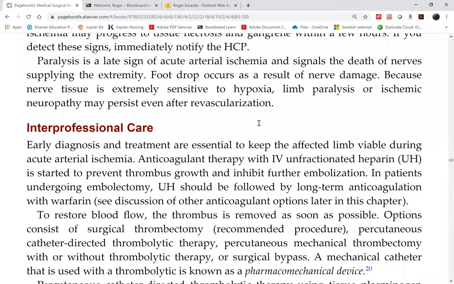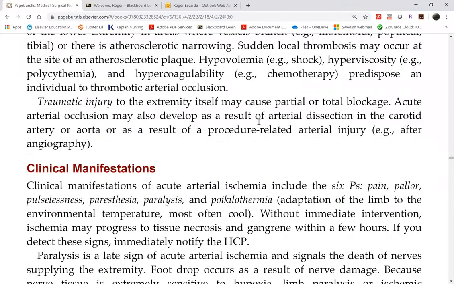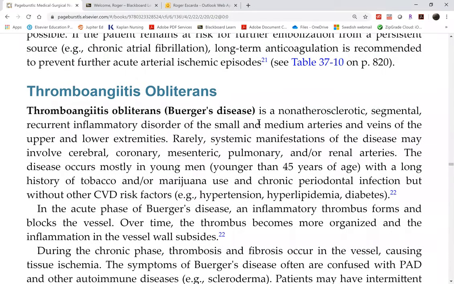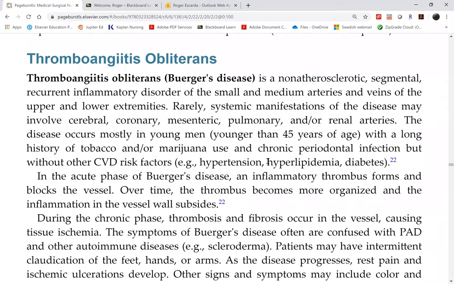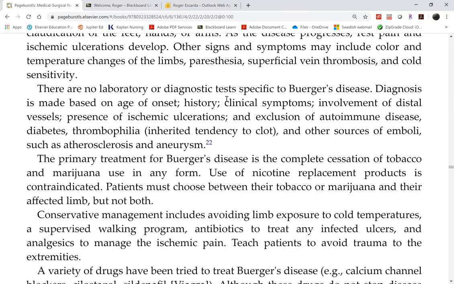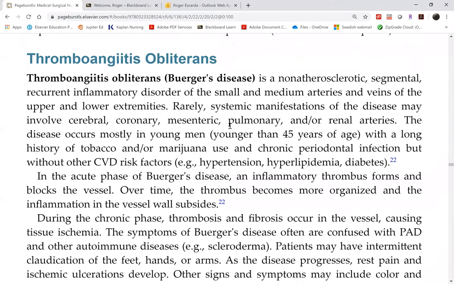I won't test this part, acute arterial ischemic disorder, so we'll skip that. This one though we do. This is Buerger's disease and Raynaud's phenomenon. They're really short. These two are non-atherosclerotic though. This has nothing to do with obesity, hypertension, or hypercholesterolemia.